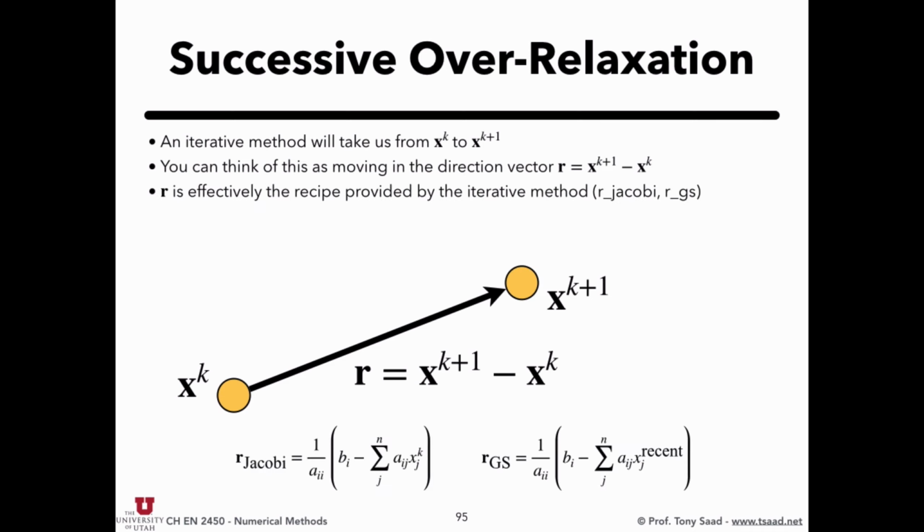Yes, R is effectively the recipe provided by the iterative method. What is R? It's simply xk plus 1 minus xk, right? So for Jacobi, this would be this R. For Gauss-Seidel, this would be R. Okay? xk plus 1 minus xk.